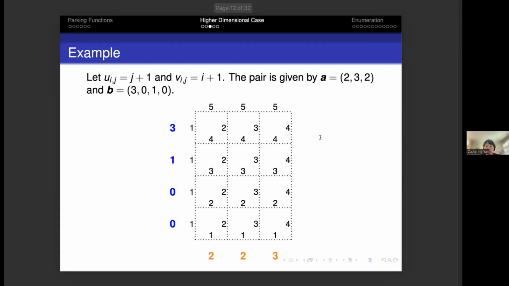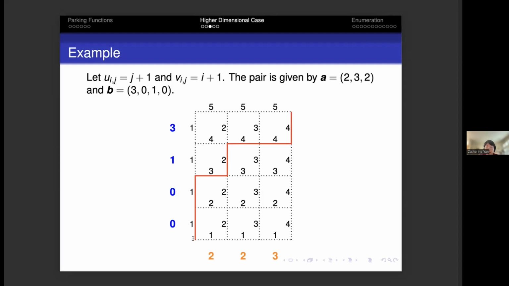So what I'm going to do is put the order statistics, or the increasing rearrangement of A, on the bottom and the B on the left side. What I'm seeking is an integer lattice path from the left end to the right top. So for example, this one I put here.